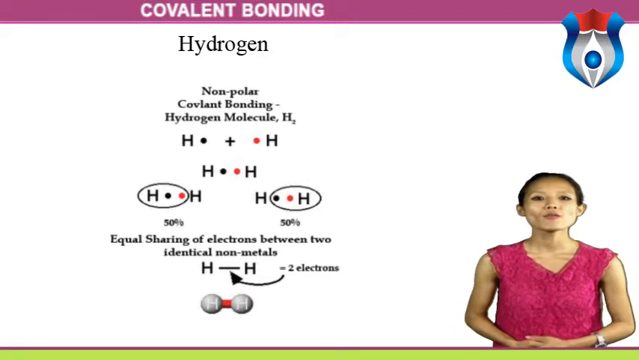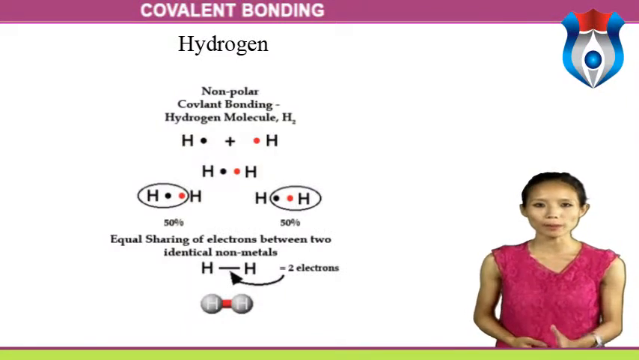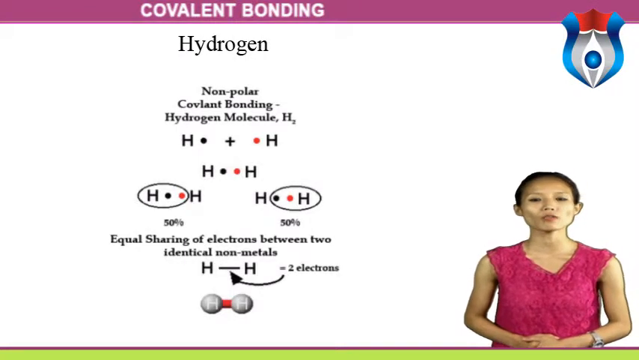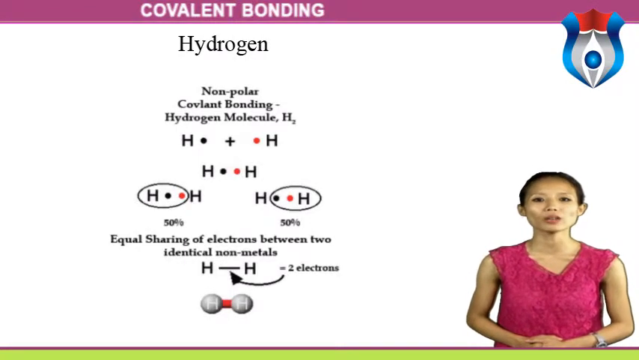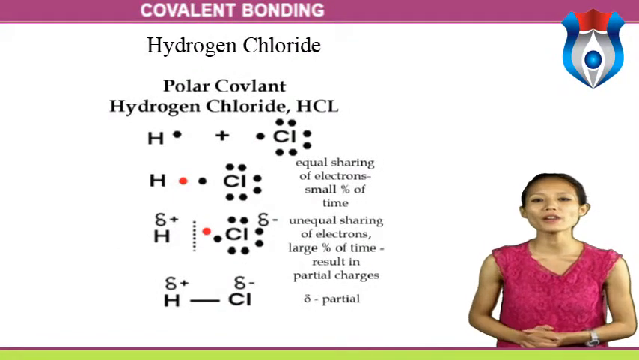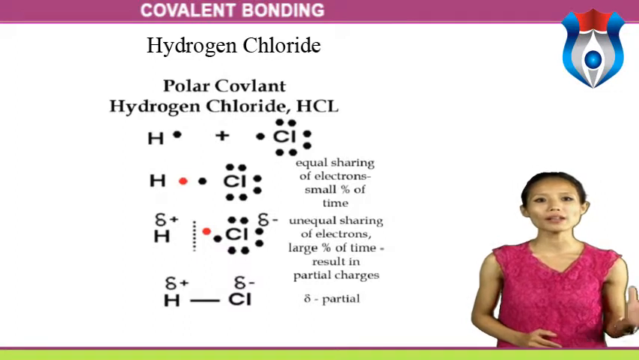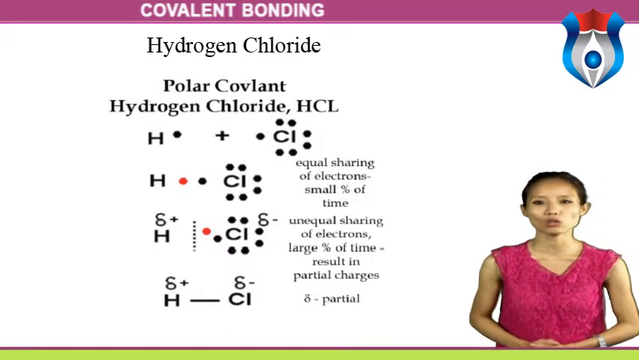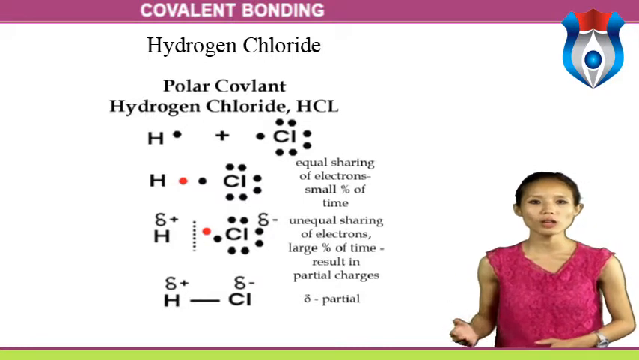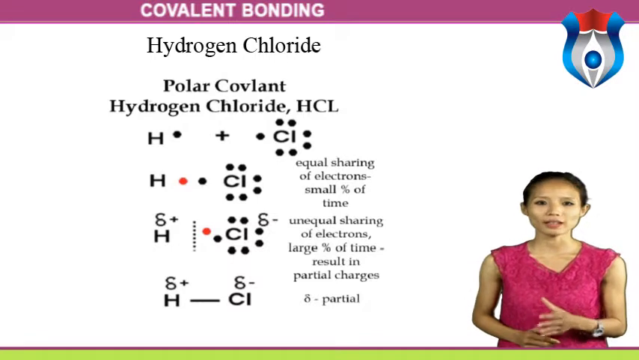Polar bonding results when two different nonmetals unequally share electrons between them. One well-known exception to the identical atom rule is a combination of carbon and hydrogen in all organic compounds. Hydrogen chloride forms a polar covalent molecule. The graphic shows that chlorine has 7 electrons in the outer shell. Hydrogen has 1 electron in its outer energy shell. Since 8 electrons are needed for an octet, they share the electrons.